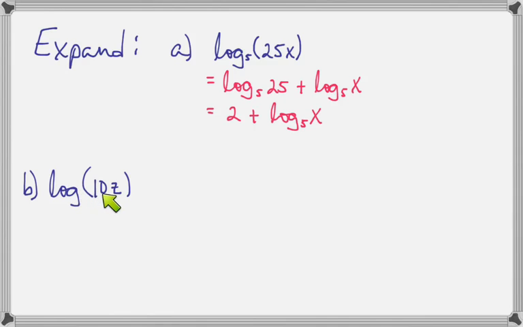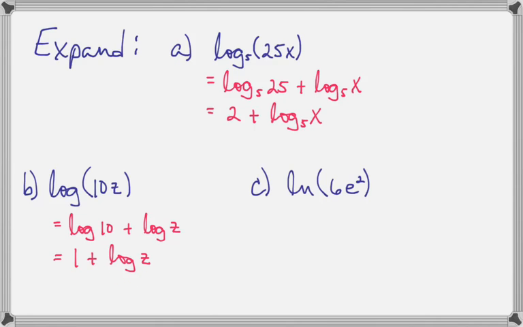Alright, here is log of 10z. Now there's no base here, so we know that the base is 10. And I have two factors, so I'll be able to split it up into two terms. It's going to be log of 10 plus log of z. Now, there's no base, so this is base 10, and I have log base 10 of 10. Well, what is the exponent that changes a 10 into a 10, or leaves a 10 as a 10? That exponent would be 1. So this is as simple as we can make this one.